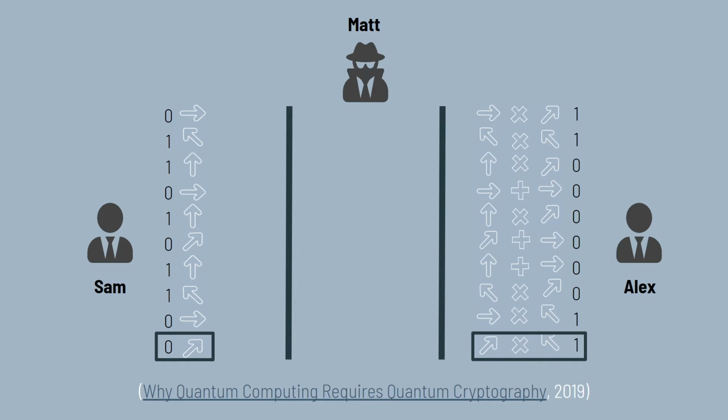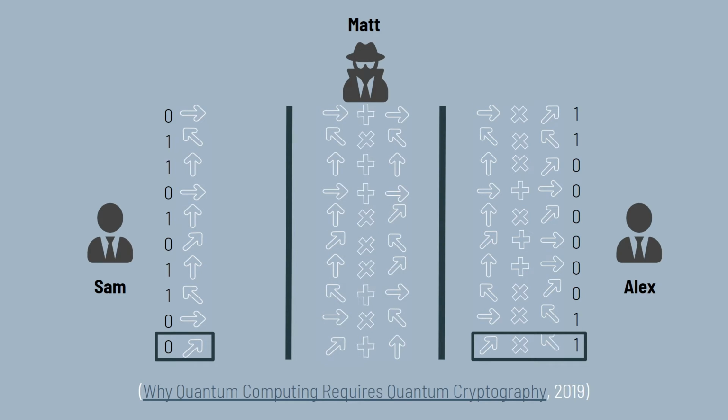If the same basis was used, but the result is different, then there must have been someone snooping in on their transmission. Matt, the man in the middle, correctly guessed the first 2 bits that should match, but wasn't so lucky for the other 3.